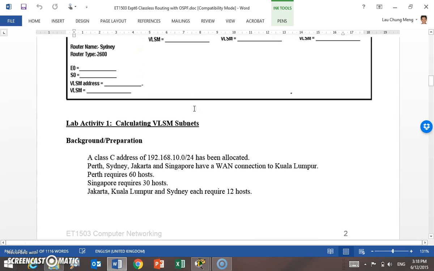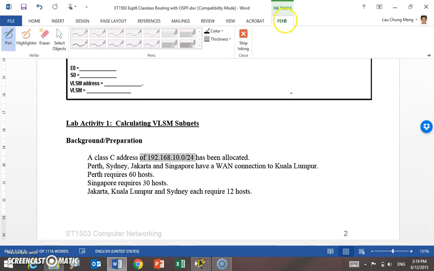The first activity is to calculate the VLSM subnet. We have a class C address that has been allocated to us, 192.168.10.0/24. This is the requirement. Perth needs 60 hosts. Singapore will need 30 hosts. Jakarta, KL, and Sydney will each need 12 hosts. So we need to subnet this network according to the requirement.